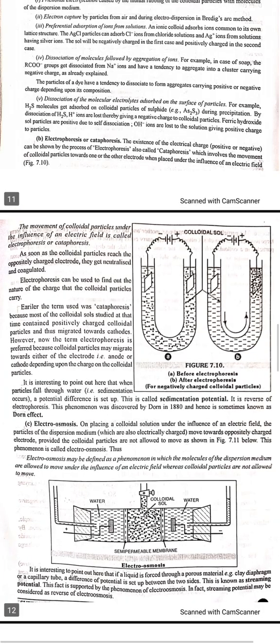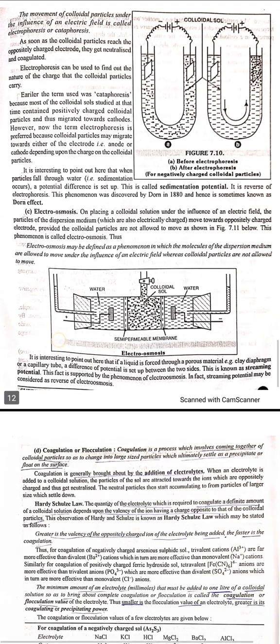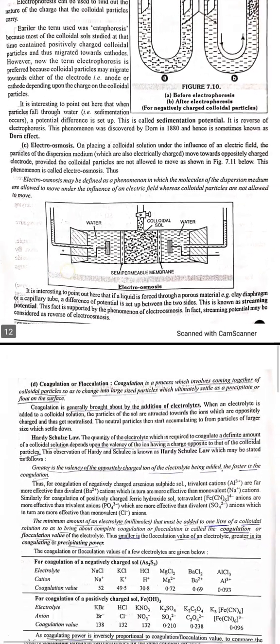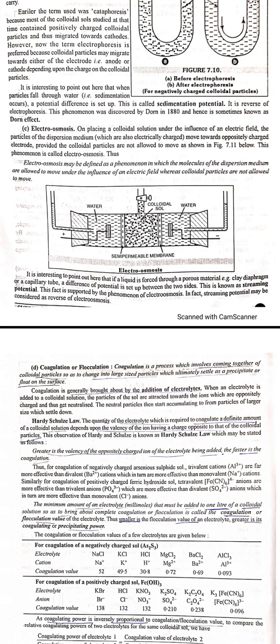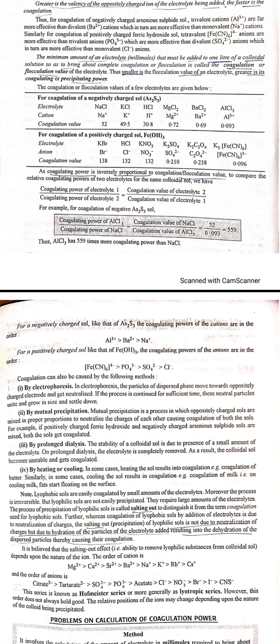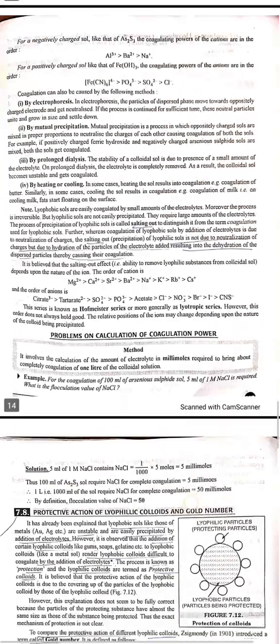Then our electroosmosis, and last is our coagulation or flocculation. And in this we'll study about the Hardy-Schulze law. Coagulation can also be caused by the following methods: by electrophoresis, by mutual precipitation, by prolonged dialysis, by heating or cooling.